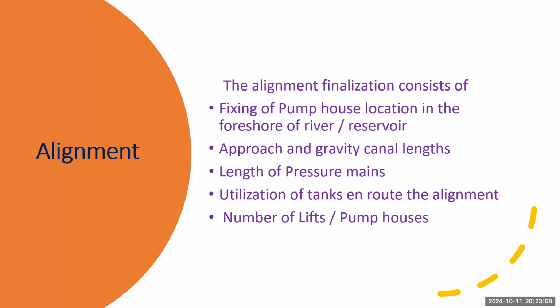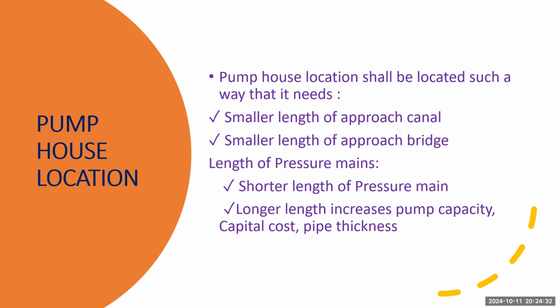Utilization of tanks en route to the alignment. When the lift irrigation scheme is large, in that case, from the delivery chamber, gravity canals are constructed towards various tanks in the lake. So fixing their alignment is also a step in the total alignment of lift irrigation schemes. Then the number of lifts and pump houses are also decided in this particular step.